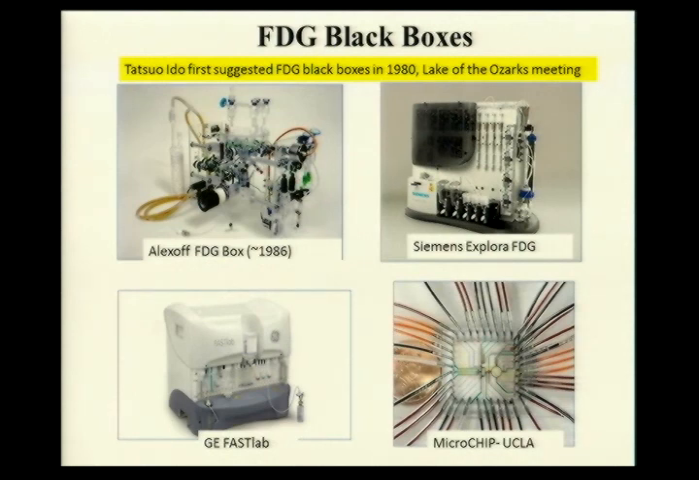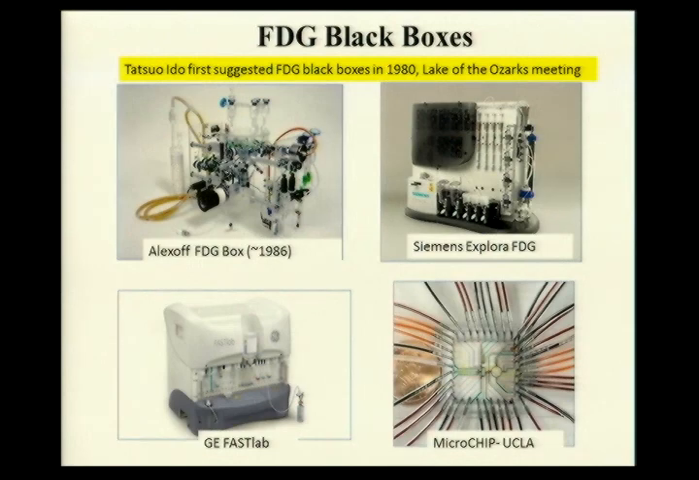People can buy a black box where you put fluorine-18 in as fluoride in one part of the box and get FDG out of the other part of the box, just computer controlled. Tatsu Ito first suggested that this is what we needed at a meeting in 1980. Dave Alexoff built one of the first boxes in 1986 here at Brookhaven. We used it for many, many years.